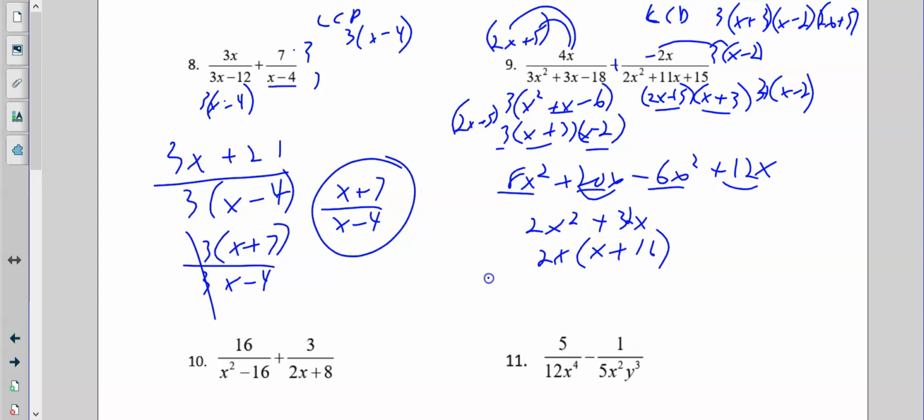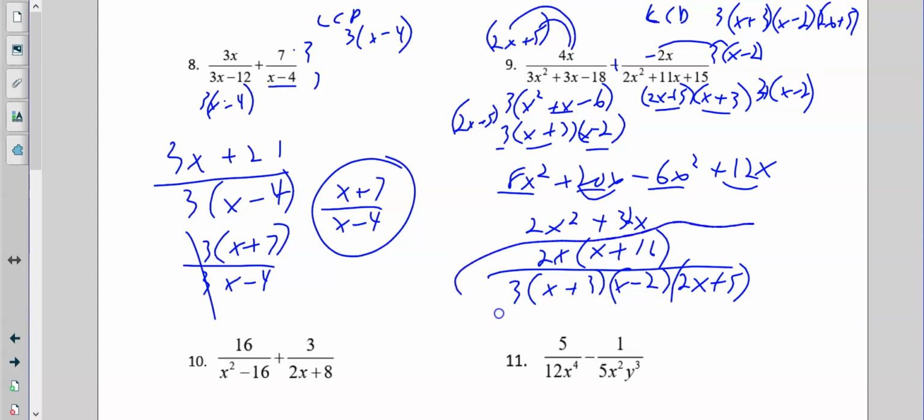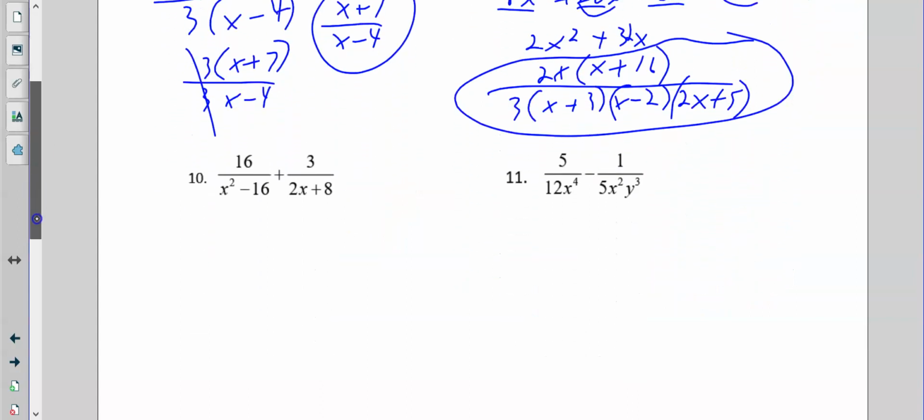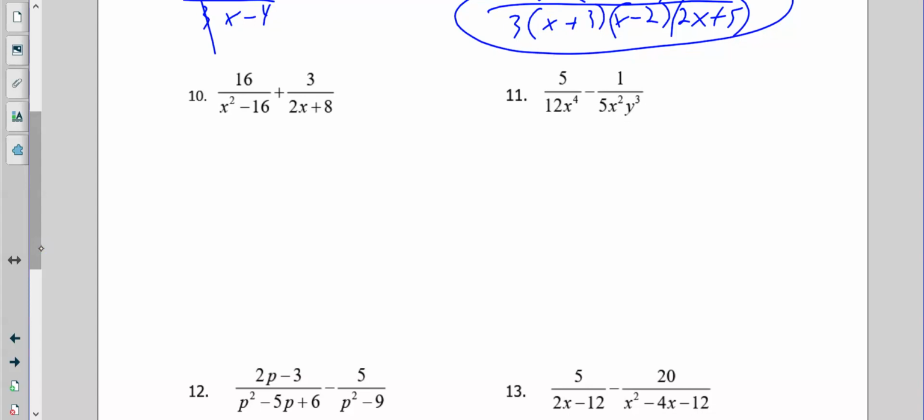That's simplified. And now I'm going to write that huge, nasty LCD. And the only possible thing to factor would be the 2x and the 3. But there's nothing to factor there. So that's it. Now, if that was a 2 on the bottom or that was a 3x on top, we could cancel something. But that's it. And that's about as nasty as it gets. And it's really not hard. It's just really time consuming and you got to be careful.